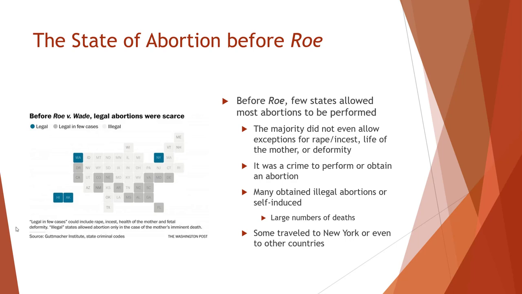You look at the states that are in that bluish green. Those were states that allowed abortion rights. States in the grayish color had abortion with exceptions for rape and incest, and sometimes the health of the mother. The others, it was basically just completely illegal. So again, if you were a person of means, you had no problem getting an abortion. It might be a little bit of an inconvenience, but you'd get one.